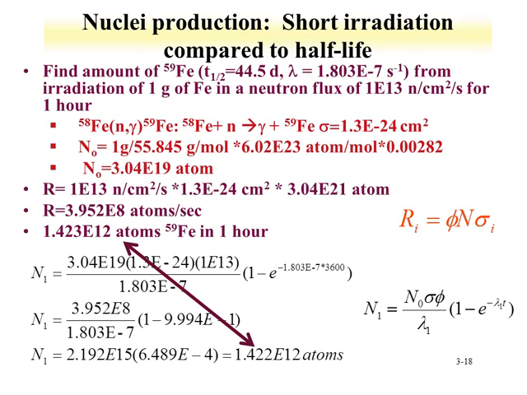1.423 versus 1.422 times 10 to the 12th atoms of iron-59. So in this case, we could say that not accounting for the decay is not a big perturbation on the variations in the answers utilizing either equation.